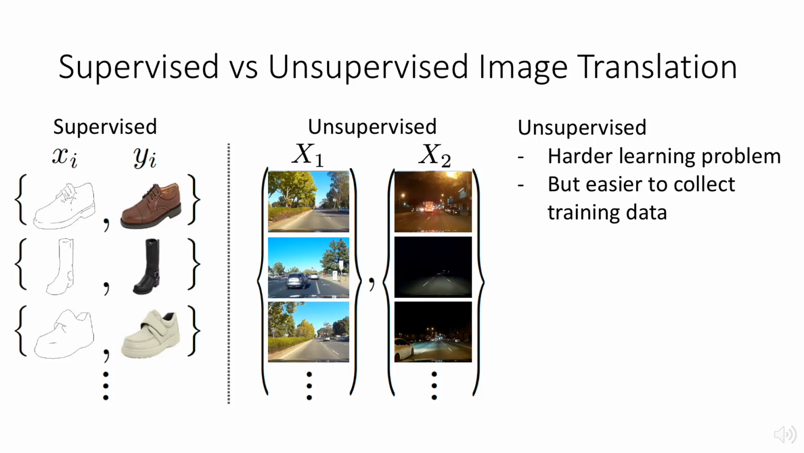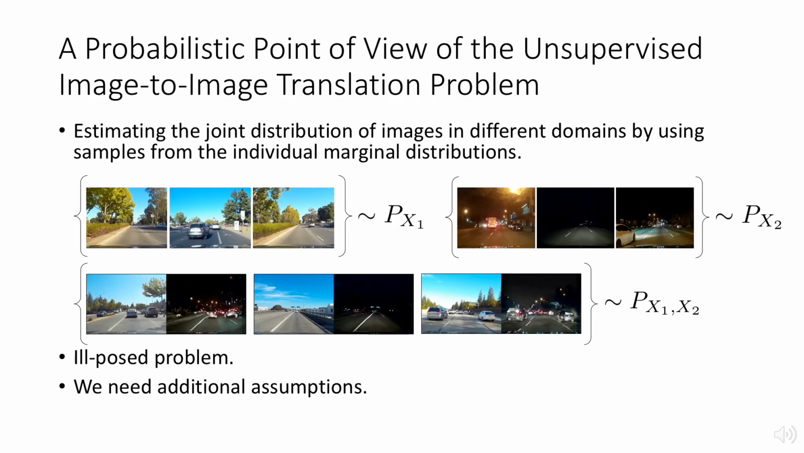In the supervised setting, we have pairs of corresponding images in the training dataset, which tells us how exactly one image is translated to another. In the unsupervised setting, we only have two datasets of images. No pairs of corresponding images exist. The unsupervised setting poses a harder learning problem. However, training data collection is easier in this setting.